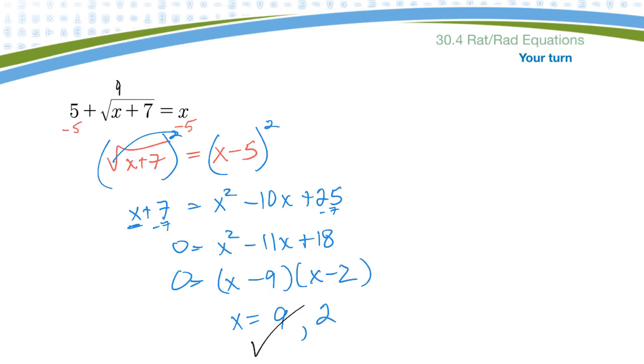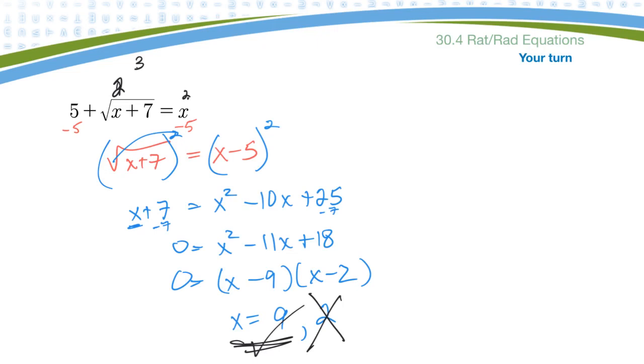Let's put a 2 in. So I need to put a 2 there and there. 2 plus 7 is 9, square root of 9 is 3, 5 plus 3 is 8. It's not 2. 2 can't work. So the only answer is 9.